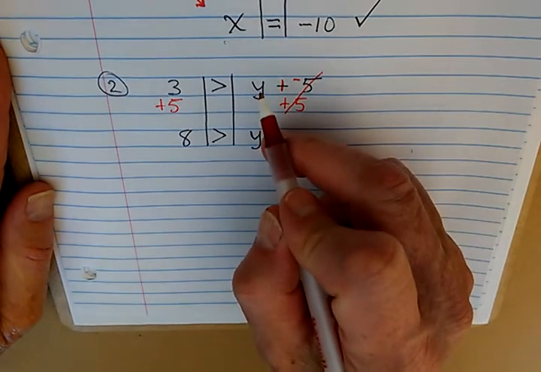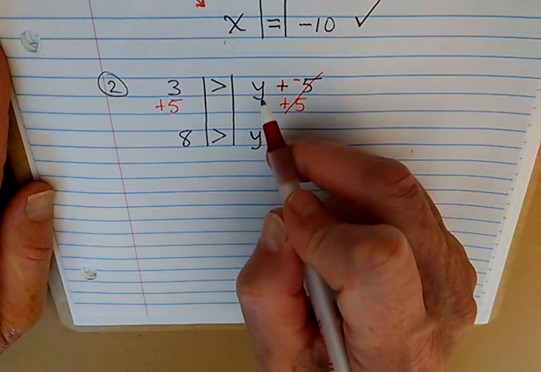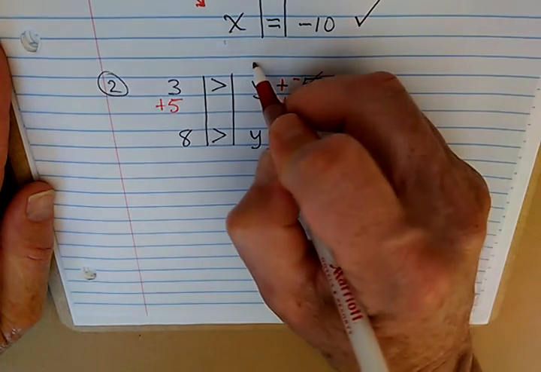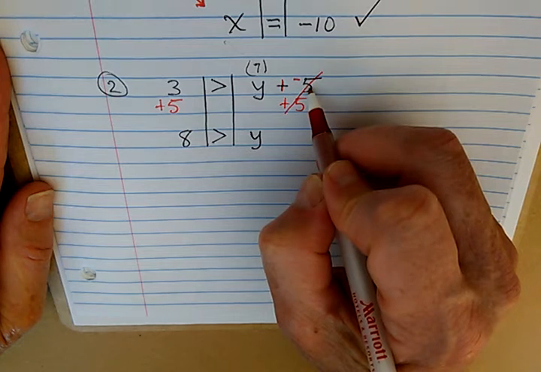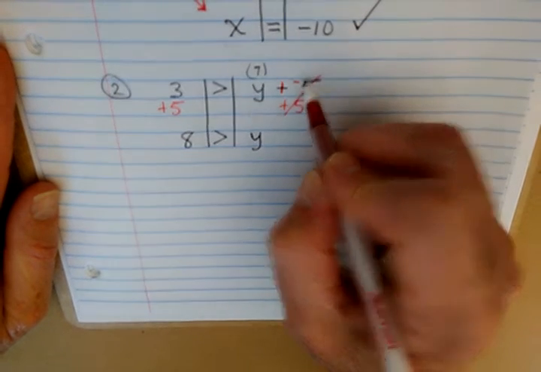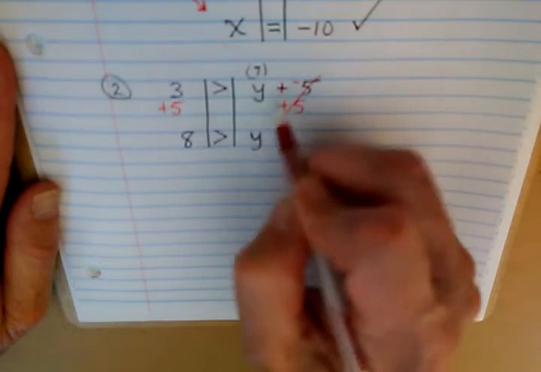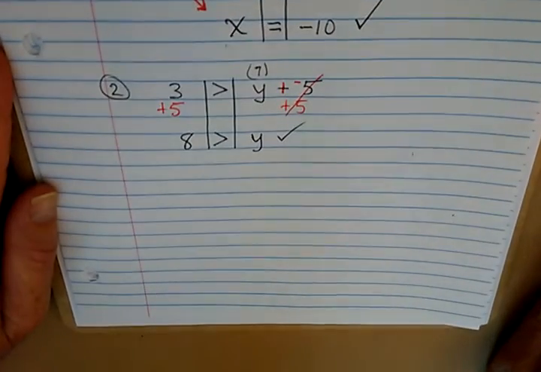So we could put, let's say a number less than 8. Well, 7's less than 8, so let's put 7. So if we check it out with 7, we say, okay, let's say what if y is 7? 7 plus negative 5 would be positive 2. Is that less than positive 3? Yeah, it is. 2 is less than 3, so that works. Good, we checked it out and it works.